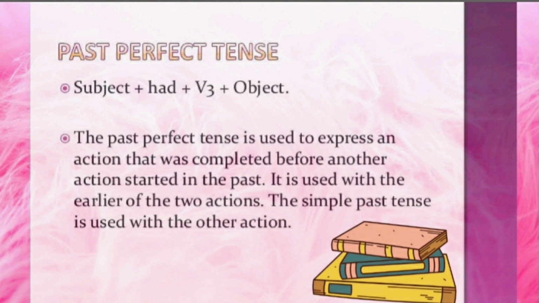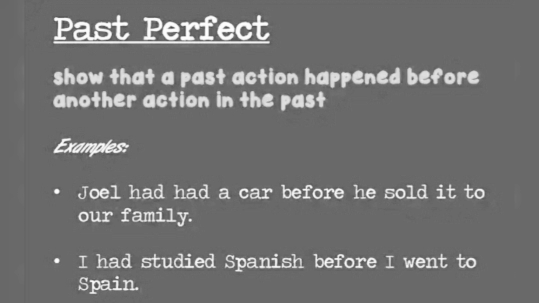Next is past perfect tense. The past perfect tense is used to express an action that was completed before another action started in the past. It is used with the earlier of the 2 actions. The simple past tense is used with the other action. For examples, Joel had a car before he sold it to our family. Second example, I had studied Spanish before I went to Spain.